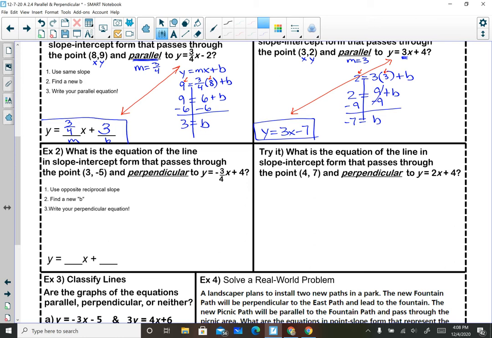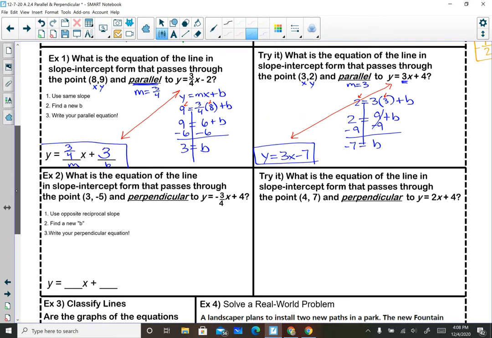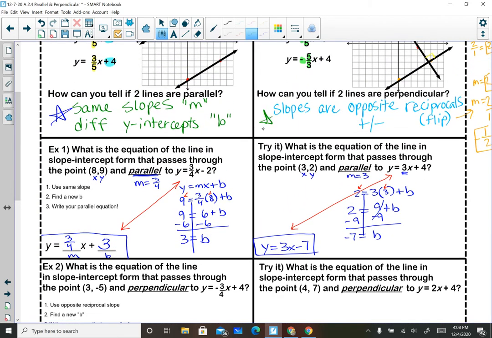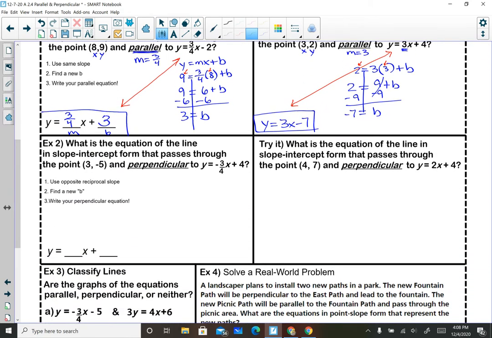So we're going to do the same thing, except we can't use the same slope. We have to use a perpendicular slope, which if I look back up here, perpendicular slopes have to be opposite reciprocals. So what that means is we're going to take the opposite of a negative, and my slope is going to be positive. And we have to take the reciprocal, which means take 3/4 and flip it to 4/3.